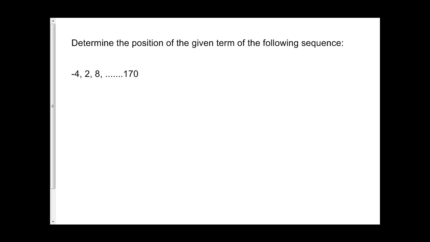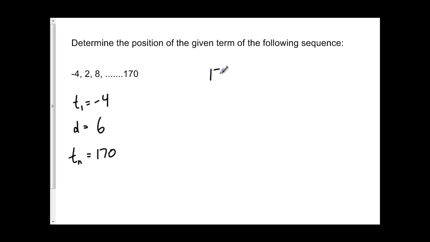A final type of question might be if we don't know the position of our last term, but we know what the last term is. So in this case, T1 is going to be negative 4. We can see from the difference between the terms that the difference is positive 6. We're adding 6 every time. And we know our last term. So we know that Tn is going to be 170.